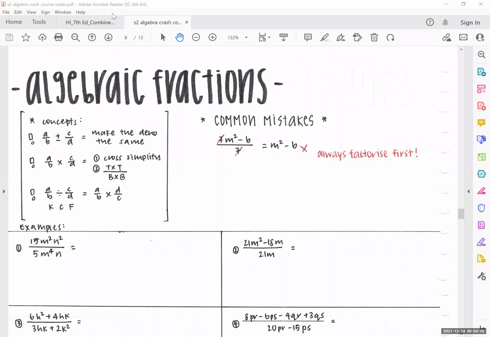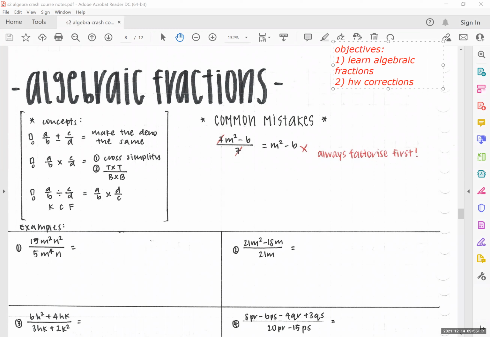Okay, so right now we're gonna do algebraic fractions. For algebraic fractions, you all can write out in your objective book today. Our objective is number 1, to learn algebraic fractions. Then number 2, we're gonna do our homework fractions for today because algebraic fraction is quite a big topic. Okay, ready? Can I start?